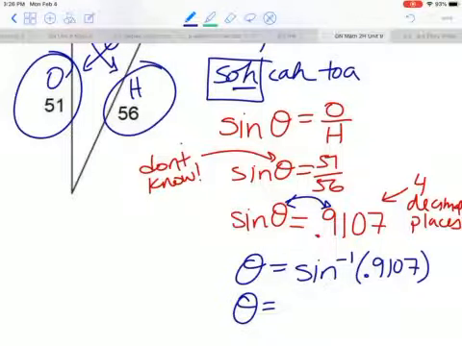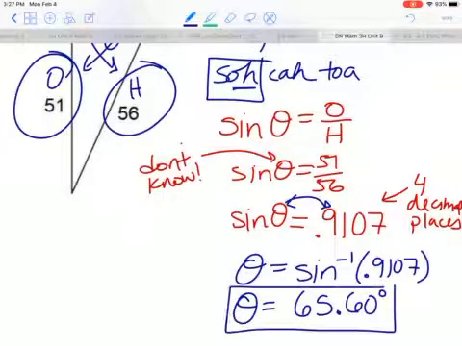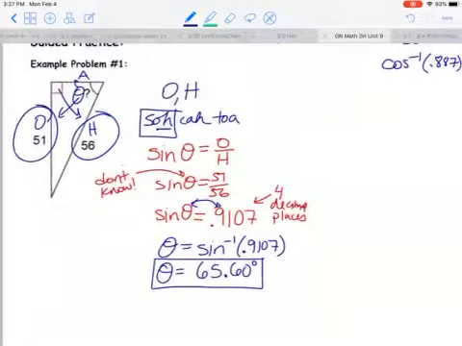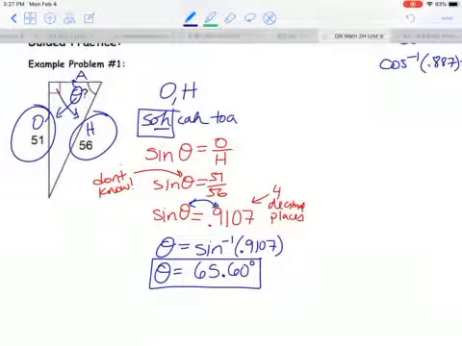It should be near your normal sine button. And you should get 65.60 degrees, rounding to the 100th. And that's it. So, pretty simple stuff, but definitely ask me if you have questions, especially with labeling or with setting up this fraction right here and getting a decimal.